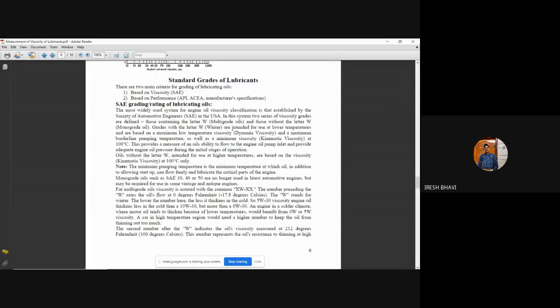For example, suppose you are staying in Bijapur, so no problem. Here only a summer grade is okay. But once you drive your car to Kashmir or any hilly area, the temperature will be very low. You cannot go and change the lubricating oil there. That cannot be done, no? So the same lubricating oil should be used in all climatic conditions, in all seasons. That is why they go for multigrade oils.